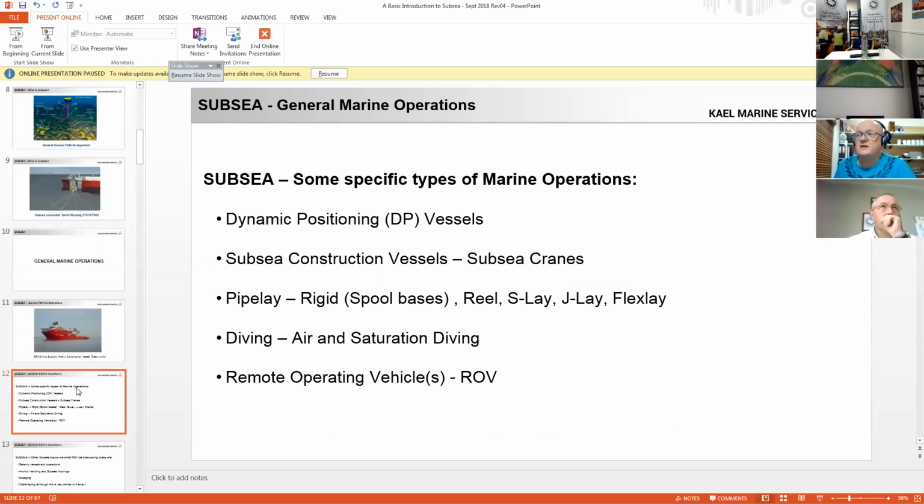So, some specific types of marine operations. You'll have dynamic positioning vessels offshore. You have subsea construction vessels, which use subsea cranes. Pipelay, which has various different types. There is rigid, which requires spool bases ashore to run pipe onto the ship. You have reel lay, you have S-lay, you have J-lay, and you have flex-lay. And we'll come on to those a little bit later. Then you have diving, air and saturation diving, and then you have remote operated vehicles.